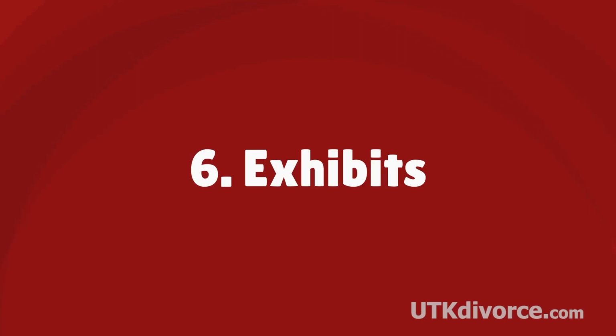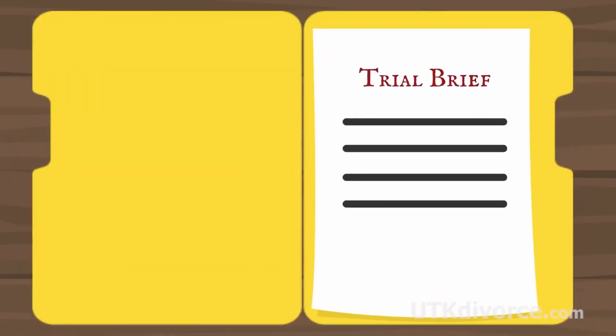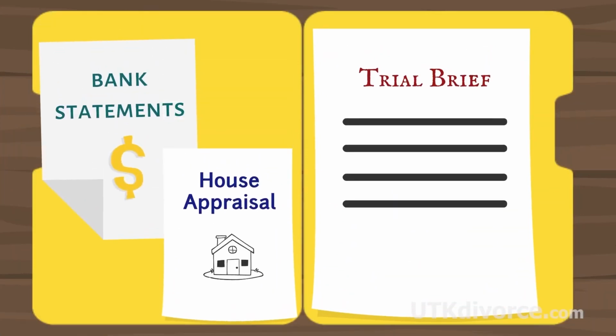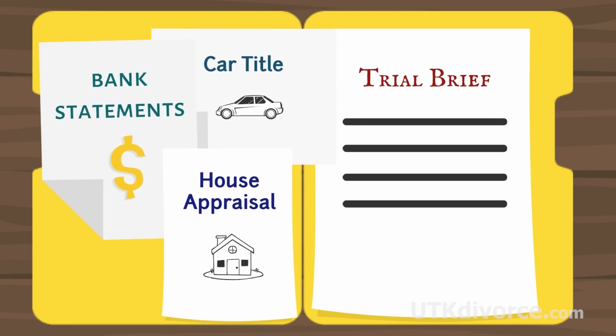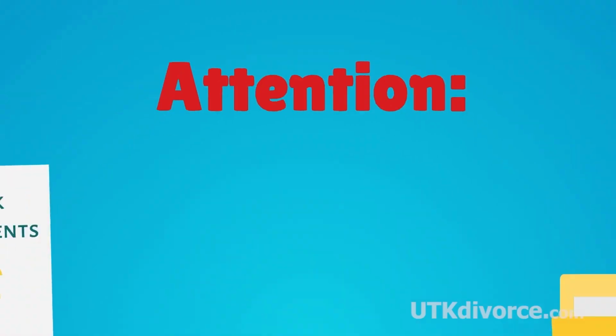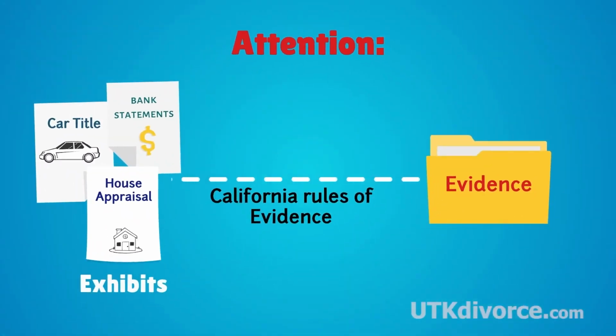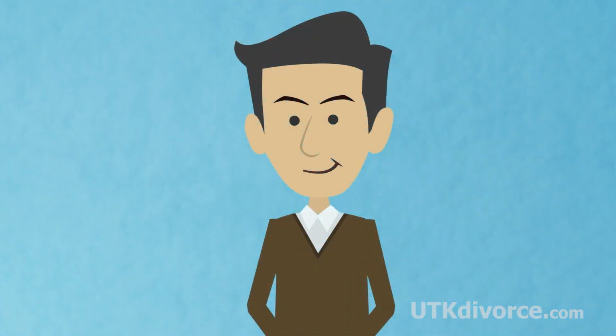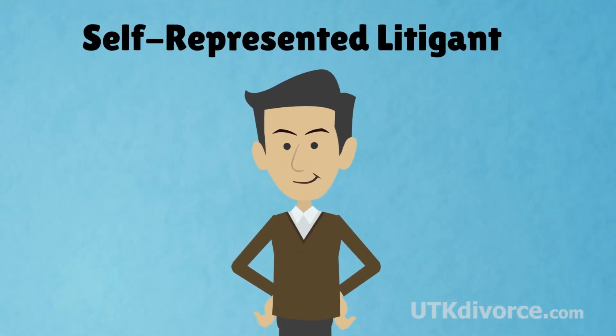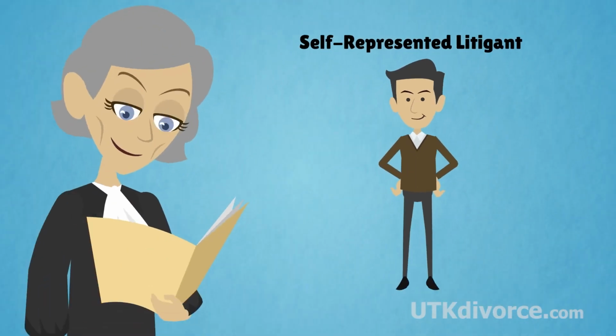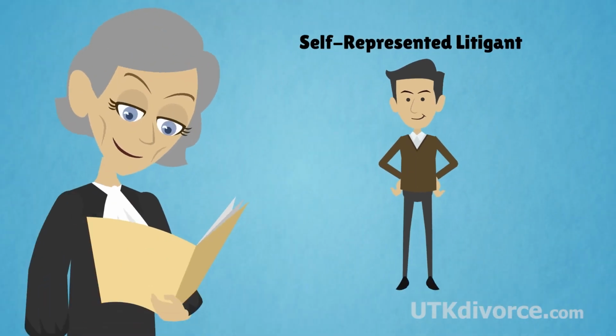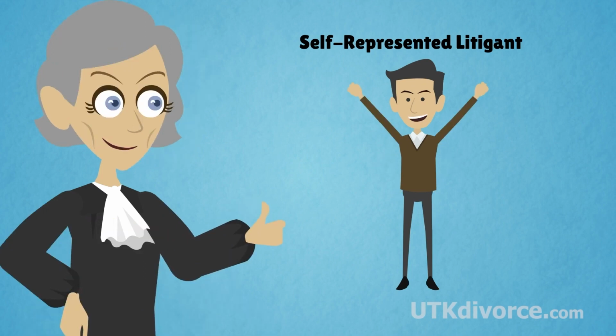6. Exhibits. Attach to your trial brief the exhibits that support your case. Exhibits may include bank statements, appraisals of homes, title documents, etc. Attention! Getting exhibits into evidence requires that you comply with the California Rules of Evidence. If you are a self-represented litigant, the family law judge may be lenient in enforcing the California Rules of Evidence if the documents appear genuine.